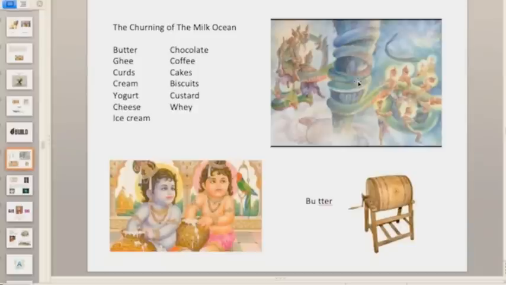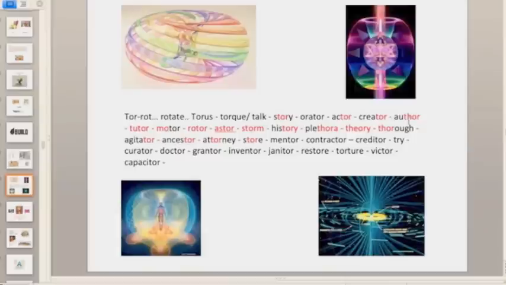There's all the Taur words. This is only a short list, folks. Theory, plethora, actor, creator, author, victor, torture, twice. Restore, janitor, inventor, grantor, doctor, curator, alligator. Oh, agitator. Just trying to be funny. No, it was a slip. Genuine slip.